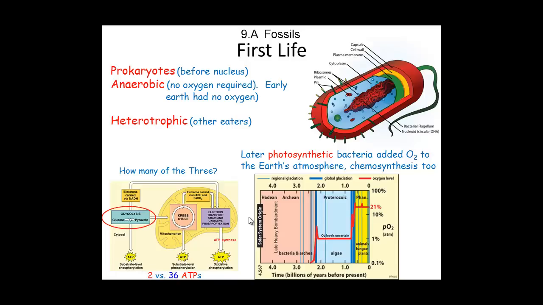Then later we had photosynthetic bacteria, which actually added the oxygen to the Earth's atmosphere through a process called chemocytosis. Chemocytosis is not using light, it's using chemicals to produce energy, and that actually produced oxygen.